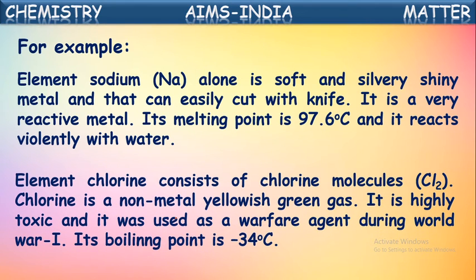Whereas the element chlorine consists of chlorine molecules, Cl2. Chlorine is a non-metallic greenish yellow gas. It is highly toxic and dangerous, and it was used as a warfare agent during World War One. It was used to kill enemies because it is one of the toxic, poisonous gases. Its boiling point is around minus 34 degrees Celsius. So observe this, these two have certain properties which are different from one another.